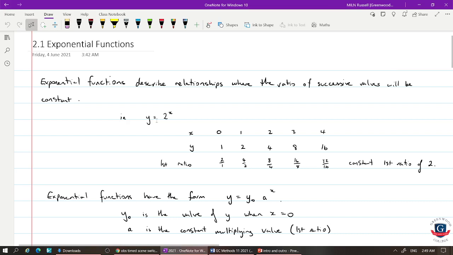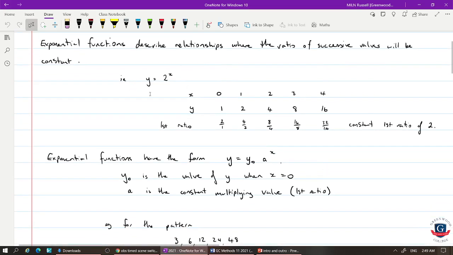For this table of values here, when x is 0, y would be 1. When x is 1, y is 2. When x is 2, y is 4. When x is 3, y is 8. When x is 4, y is 16. 2 divided by 1 is 2, 4 divided by 2 is 2, 8 divided by 4 is 2, 16 divided by 8 is 2. In each case, the ratio is the same. It has a constant first ratio of 2, indicating we have an exponential function.